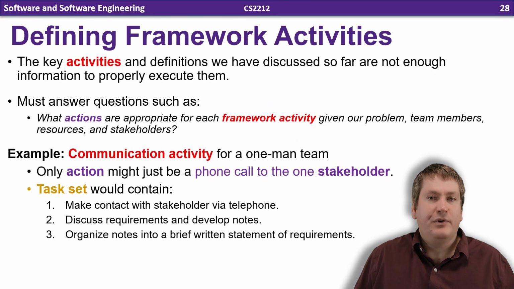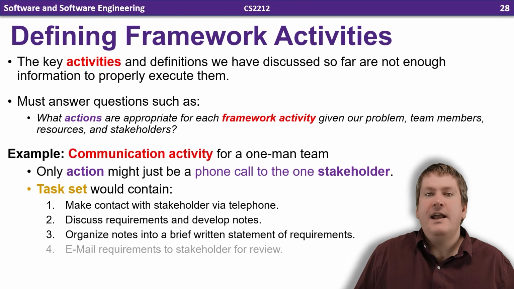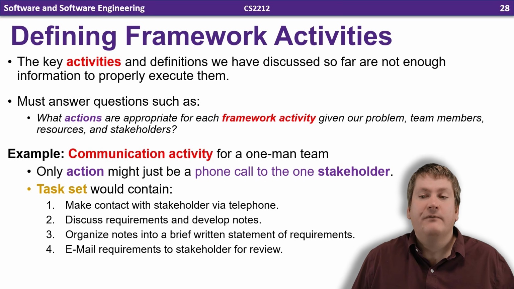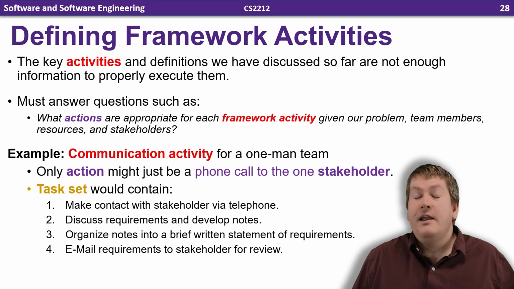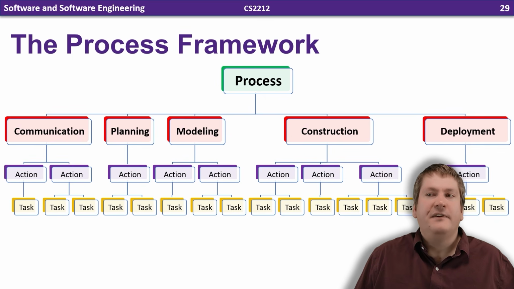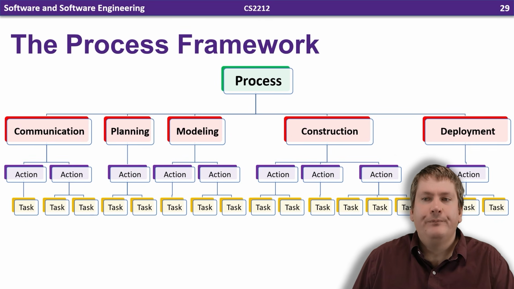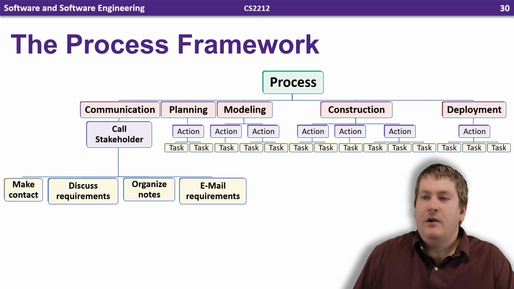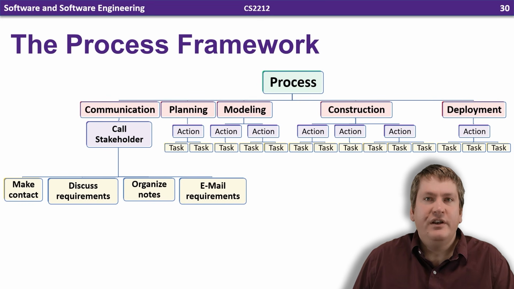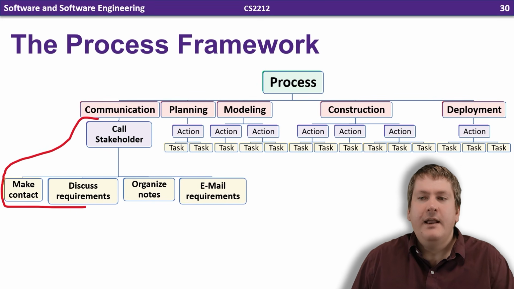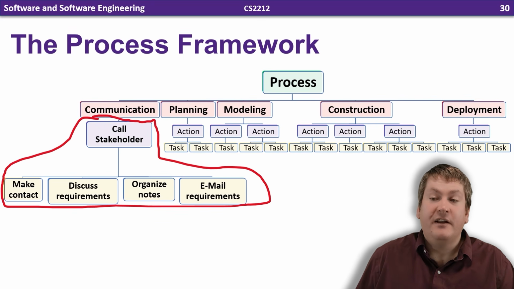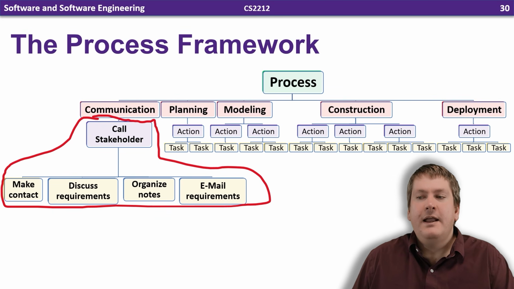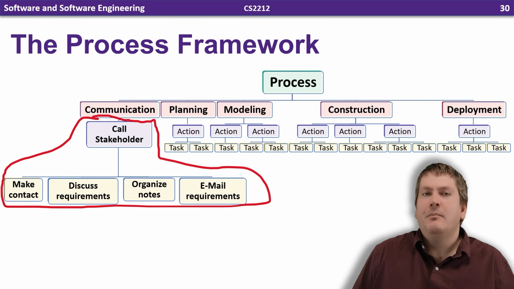organize notes into a brief written statement of requirements, and email requirements to the stakeholder for review. Simple project means that we're going to have a simple number of actions and a small number of tasks in each action. So let's see how this fits in with our process framework. In this case, we're saying that our one action under communication is call the stakeholder. And that one action is only going to have a few tasks: make contact, discuss requirements, organize notes, and email requirements.